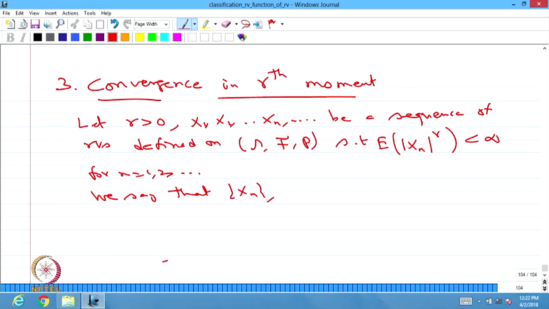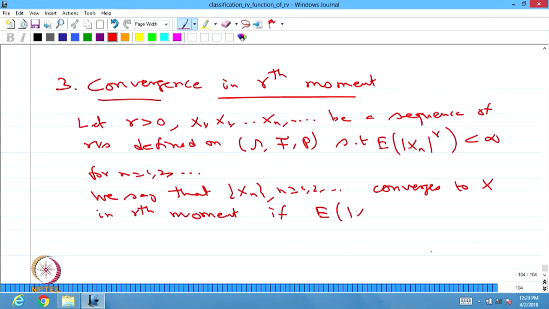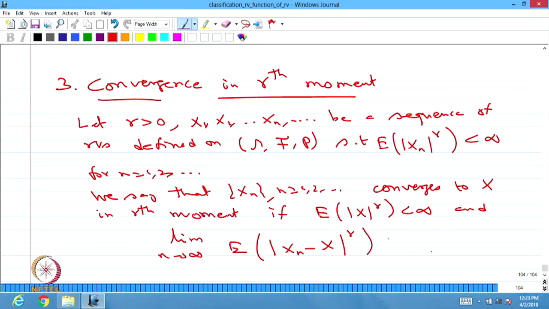We say that this sequence of random variables converges to the random variable x in rth moment if the expectation of the rth moment of the random variable x is finite, and x is also defined in the same probability space, of course, and the limit as n tends to infinity of the expectation of the absolute value of xn minus x to the power r is going to be 0.